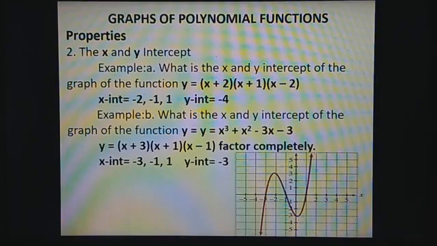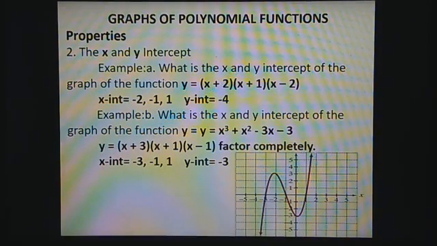So, isa-isahin natin ano yung mga properties ng graphs ng polynomial function. So, ang unang-unang dapat alam natin is kung ano ang x and y intercept. Kasi, saan ba dadaan sa x-axis? Saan dadaan sa y-axis? So, yun yung x and y intercept. So, let us have an example. What is the x and y intercept of the graph of the function y is equal to the quantity x plus 2, quantity x plus 1, quantity x minus 2. Madali lang yan kapag nakasulat ng factored form.